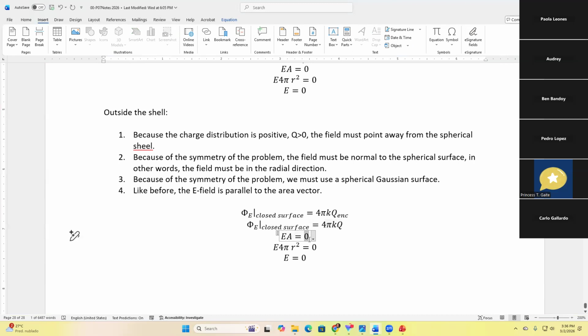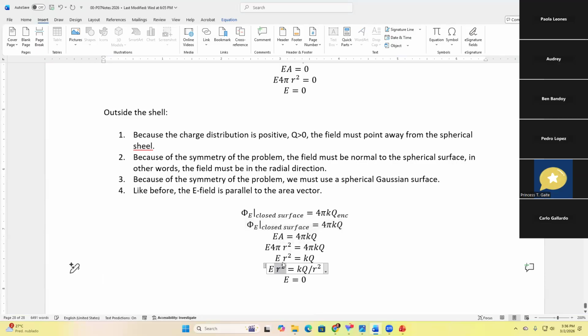4kq, right? We have to have 4kq here. EA, there's no cosine in there because the area vector is parallel to the electric field. Here you go, 4kq. And 4 pi cancels out with 4 pi. And the electric field is Q over R, oh, nope, over R squared, like that.